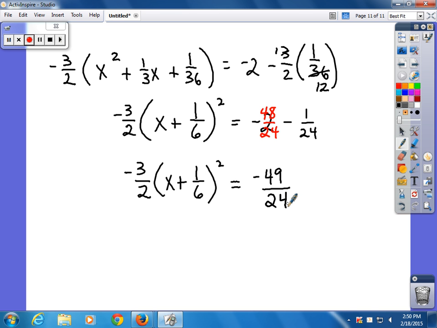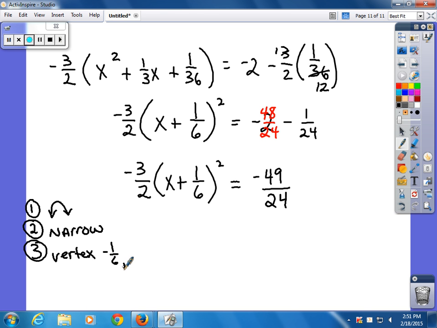Okay, now from that, we can say a lot of things. One, we know that it's opening which way? Downwards. Opening downward. We know that, what's the 1.5 tell us? It's going to be wider? No, it'll be narrow. Narrow, skinny, whatever. We know the vertex is equal to -1/6, comma, 49 over 24.